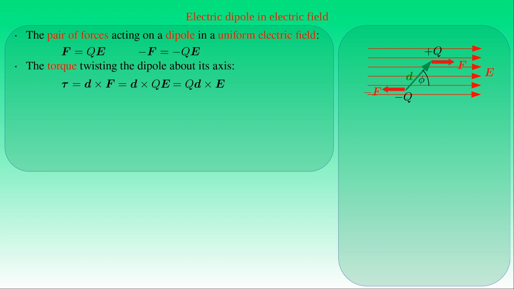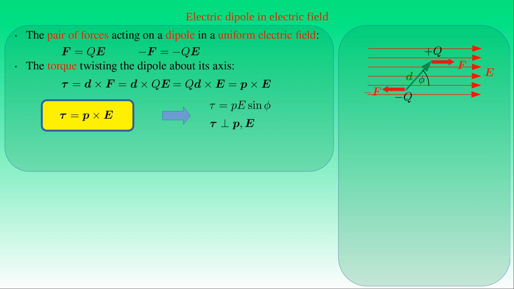But Q times d is just the dipole moment p, and we can conclude that the torque tau acting on a dipole in a uniform electric field is given by the cross product of the dipole moment p and the field strength E of the electric field. We can write the magnitude of tau as the product of the magnitudes of p and E, times the sine of the angle phi measured between them, and the torque is perpendicular to the plane spanned by the dipole moment and the electric field strength.